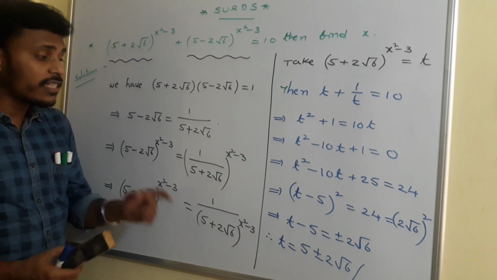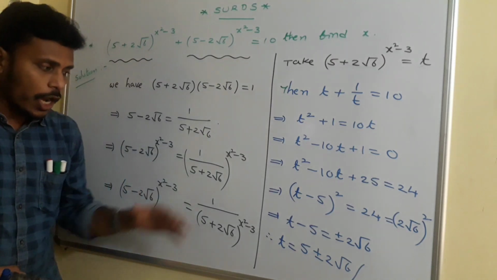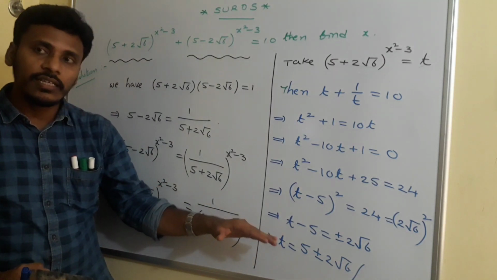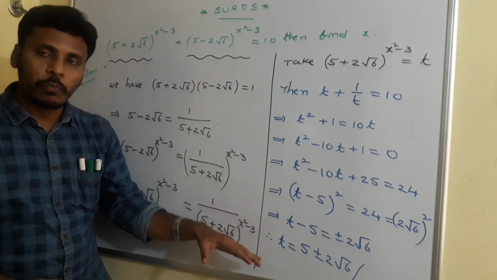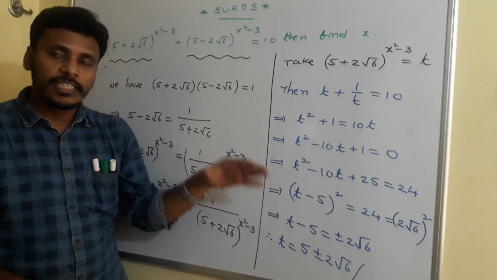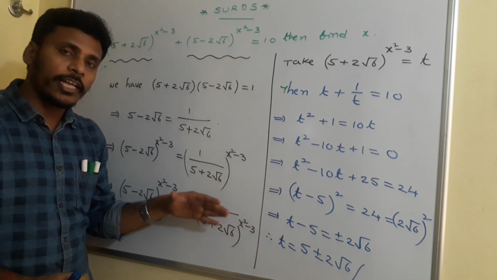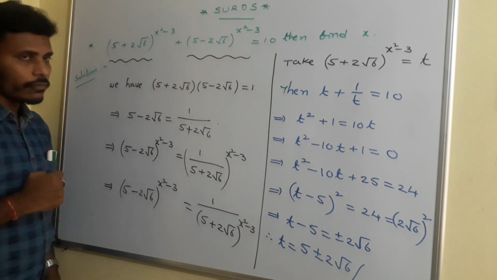But actually what is t? t is 5 plus 2 root 6 power x square minus 3. Now at the end in my hands I have that t is equal to 5 plus 2 root 6. If it is clear up to this mark, then I will move to find the value of x. Once again, just look at the problem. I am going to explain it once again for your sake. See, the problem is like this.